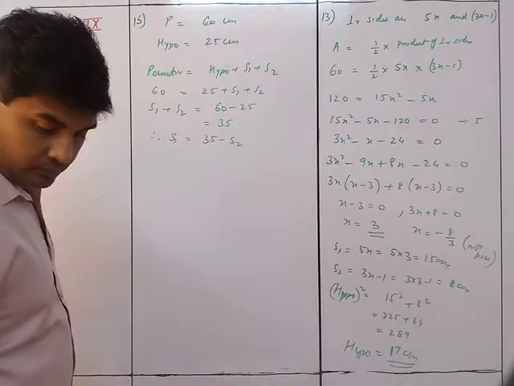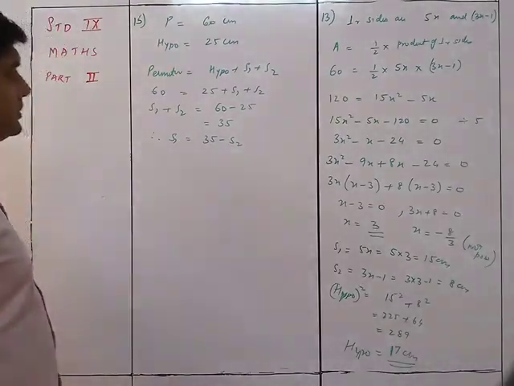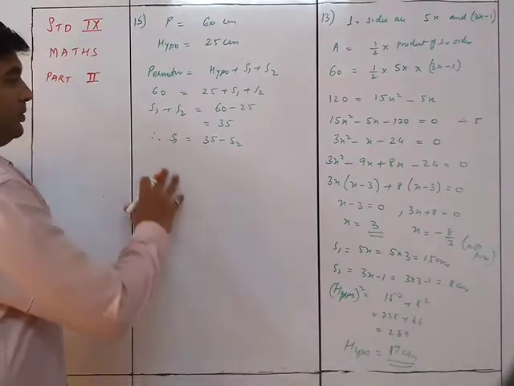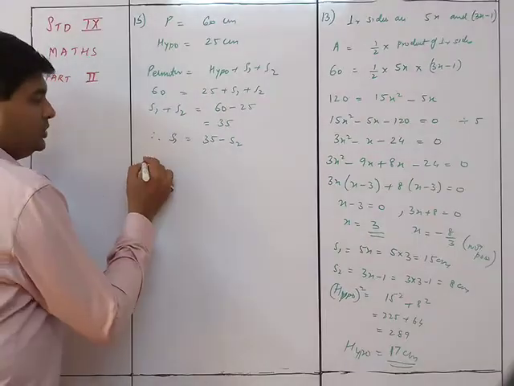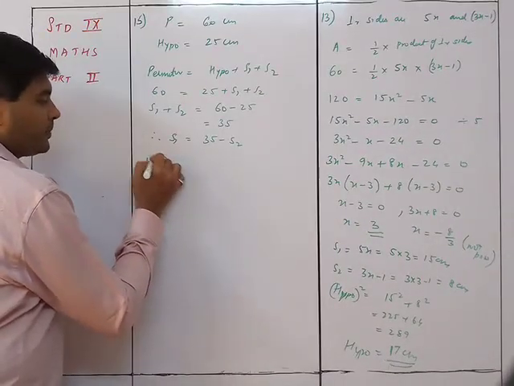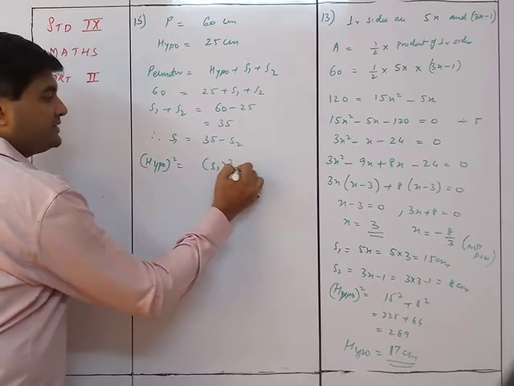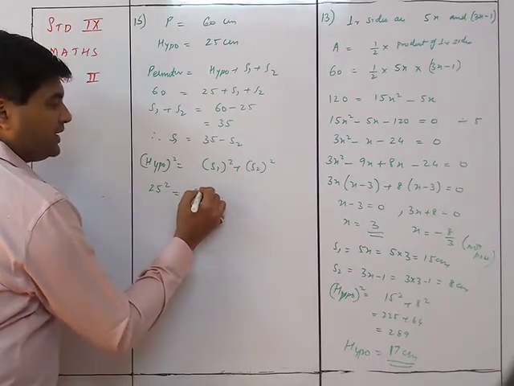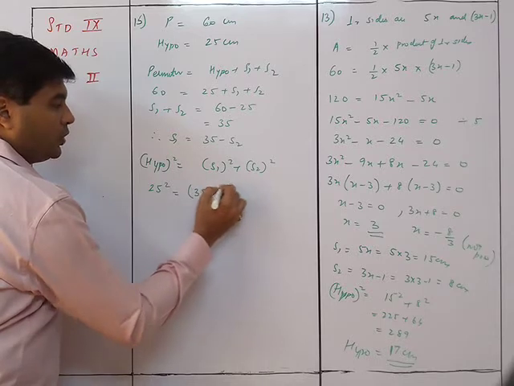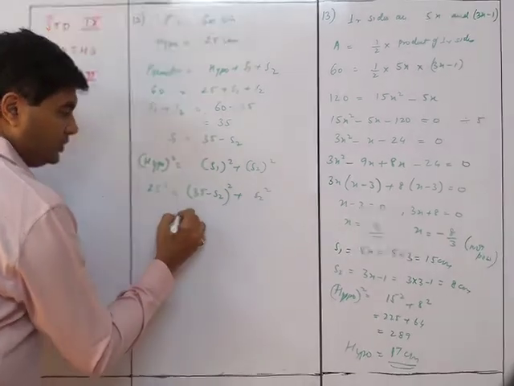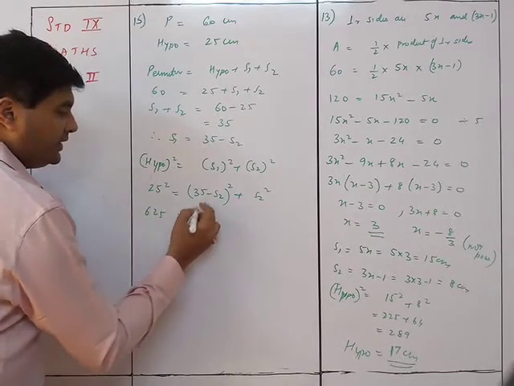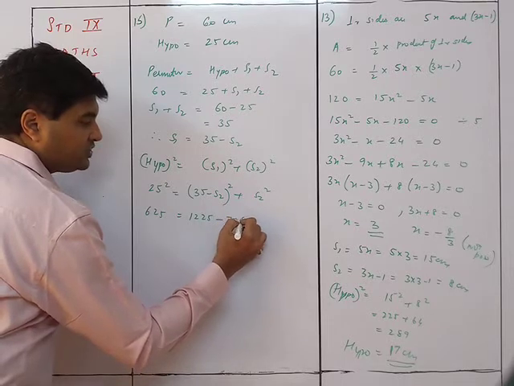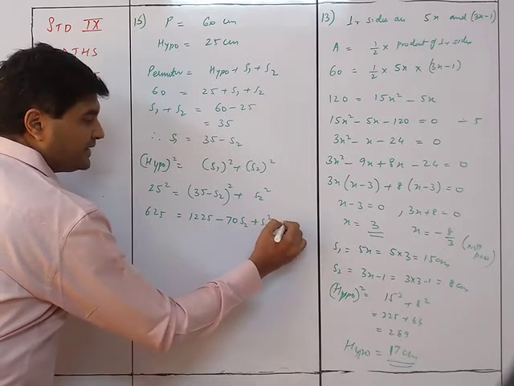Now we need to find out the area. We cannot directly find it, but we can first find out this S1, S2. So we have over here hypotenuse square is equal to S1 square plus S2 square. So 25 square is equal to 35 minus S2, the whole square, plus S2 square. So that is 625 is equal to 1225 minus 70 S2 plus S2 square plus S2 square.